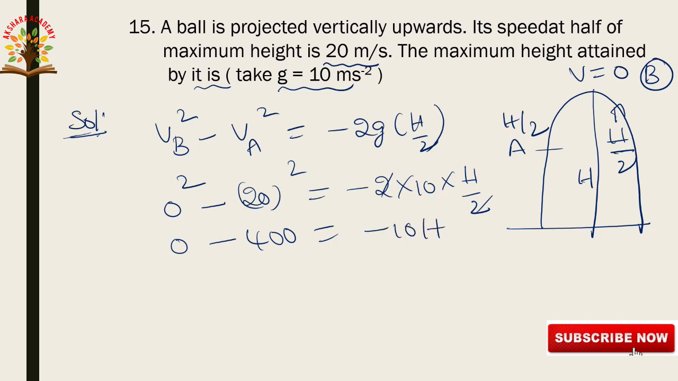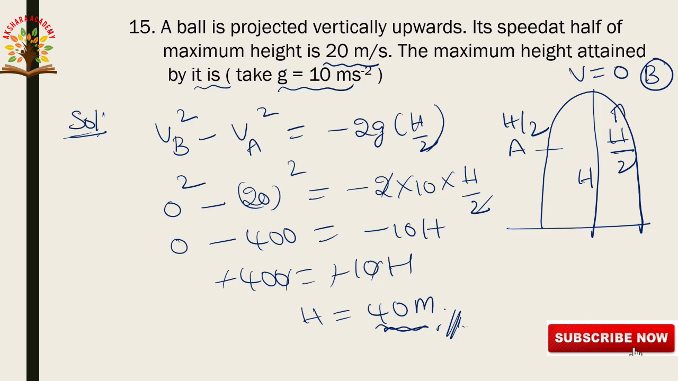0 minus 400 is equal to minus 10 into h. Minus cancels, and h is equal to 40 meters. So the maximum height attained by the ball projected vertically upwards is 40 meters. This is the final answer. Next we'll go to the next question.